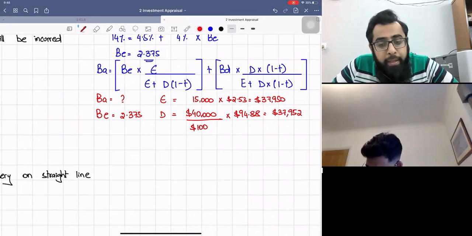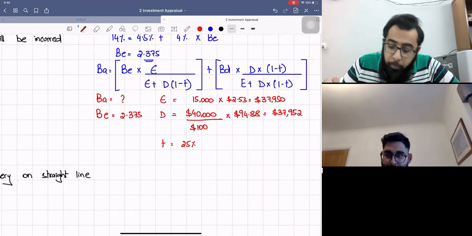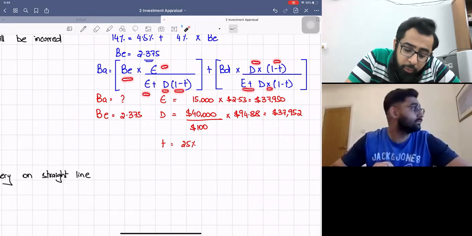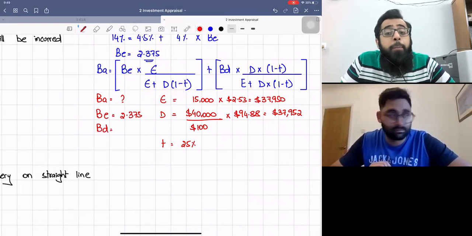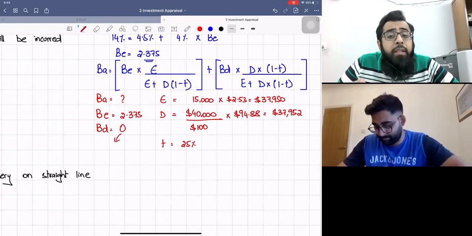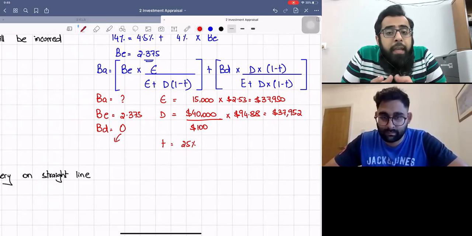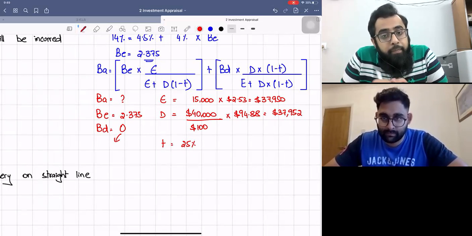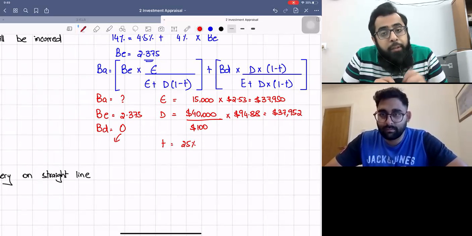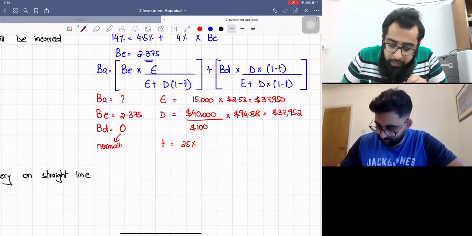Okay. The rate of tax is 25%. We have everything. We have beta equity, we have E, D, T, everything. We don't have beta debt. What about beta debt? Now, it is the basic assumption in financial management that beta debt is assumed as zero, because we normally assume that debentures are risk-free. So unless and until the examiner provides you any beta debt, you assume it as zero. Normally assumed as zero.